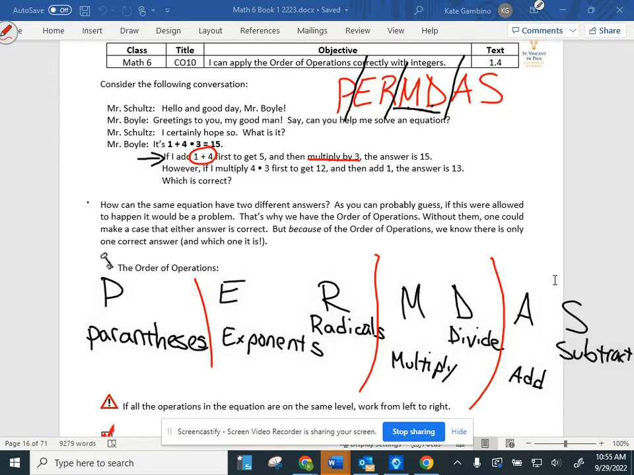Mr. Boyle forgot that. He should have done 4 times 3 because multiplying is a level before. We hit multiplying and dividing and then we add. So if we did 4 times 3, what is 4 times 3? 4 times 3 is 12. We bring down the rest of our equation. Now we do 1 plus 12, and we know our answer is 13.